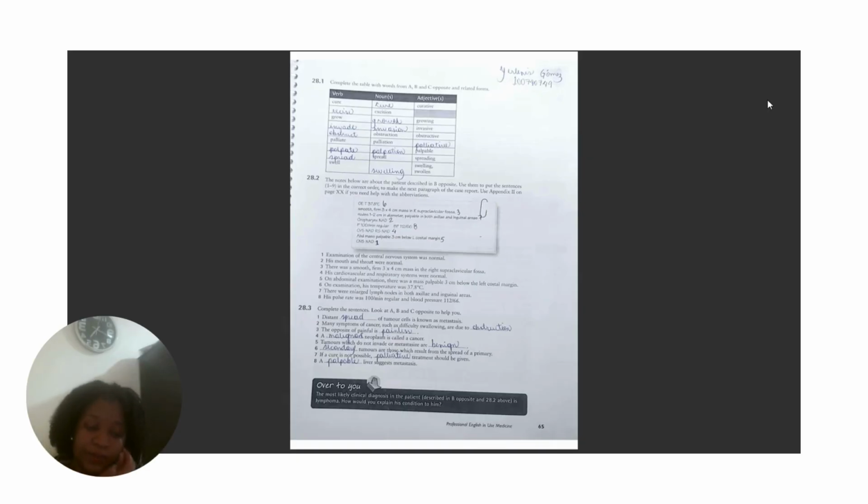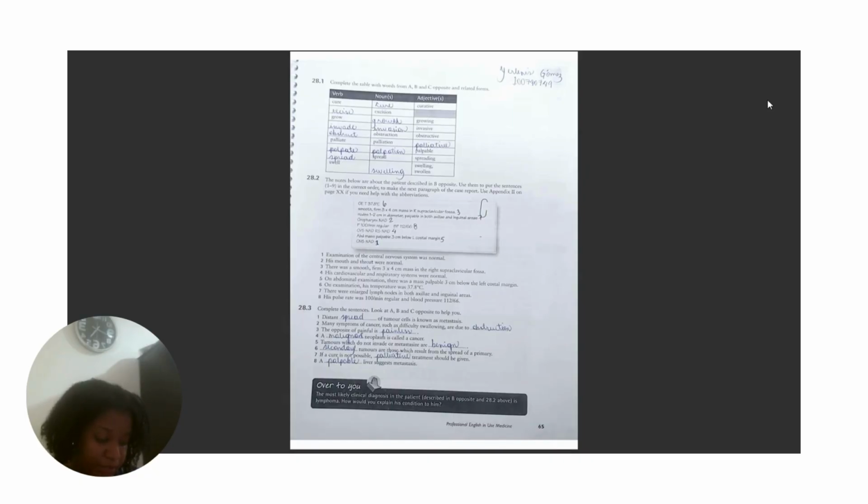Swelling, or swollen. 28.2. The notes below are about the patient described in B opposite. Use 10 to put the sentences 1 to 9 in the correct order to make the next paragraph of the case report. Use Appendix 2 of page 20 if you need help with the abbreviations. 1. Examination of the central nervous system was normal. It is CNS, not CNC. 2. His mouth and throat were normal. It is oropharynx, not.